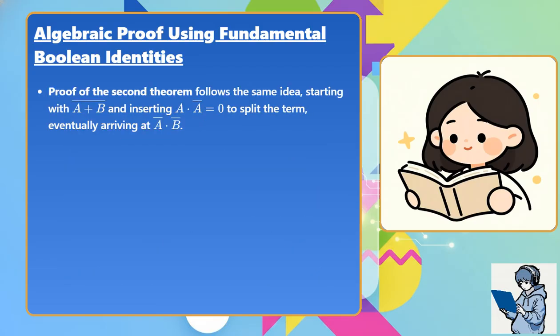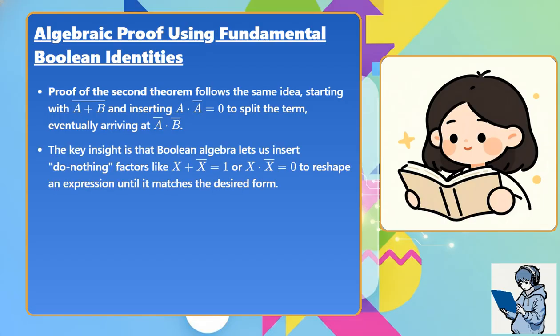Proof of the second theorem follows the same idea, starting with NOT(A plus B) and inserting A times NOT A equals 0 to split the term, eventually arriving at NOT A times NOT B. The key insight is that Boolean algebra lets us insert do-nothing factors like x plus NOT x equals 1 or x times NOT x equals 0 to reshape an expression until it matches the desired form.